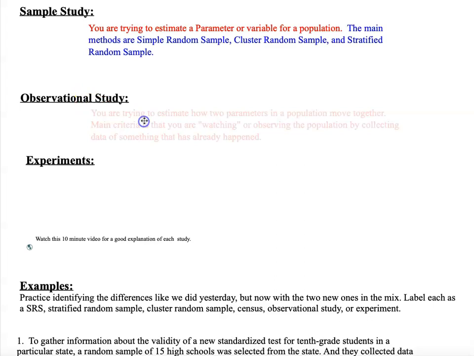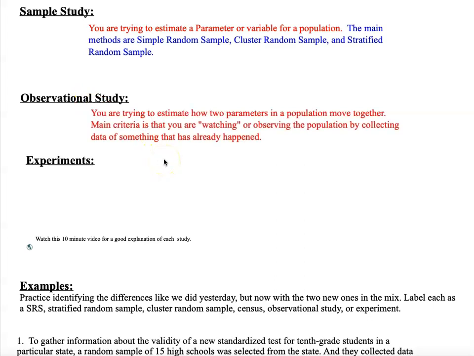Observational study. And so an observational study is where you are trying to estimate how two parameters in a population move together. The main criteria for an observational study is that you are watching or observing the population by collecting data of something that has already happened. Okay? So with an observational study, you're just watching. You're not doing anything. You're not trying to change anybody's behavior or anything. You're just watching or taking note of what has already happened and how does that affect anything.